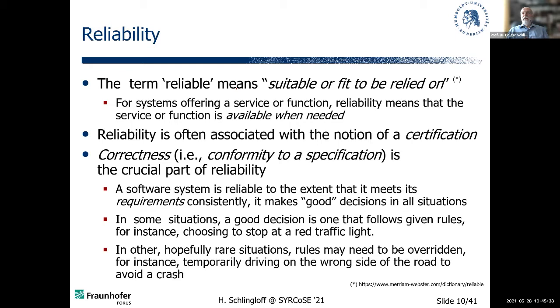What is a good decision? Usually a good decision would be to follow given rules, choosing to stop at a red traffic light or driving on the right side of the road. However, there might be a roadblock ahead, and then there's an exceptional circumstance where you have to cross the lane and go onto the other lane and see whether there's no car coming. In such rare situations, a good decision would be not to follow the rules, but to follow the meta rules which allow you to break the rules. Often these meta rules are not explicitly spelled out, and they are in the back of the mind.